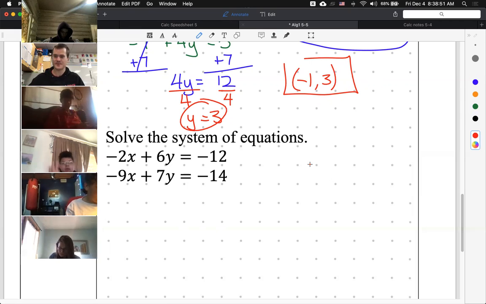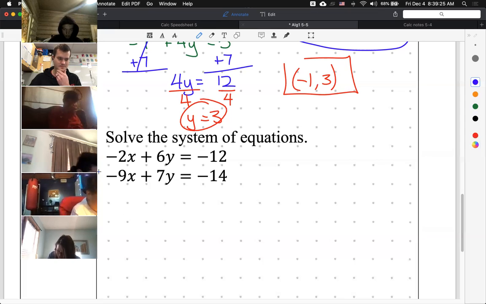All right, what do we do, Zeke? So to solve for x, you would have 7 times 6, leaving you with -14x plus 14 plus 42y equals -84. Bottom equation would be -54x plus 42y equals -84. Again, subtract those. And once you get that, you have 40x equals 0. Divide each side by 40. You're left with x equals 0.